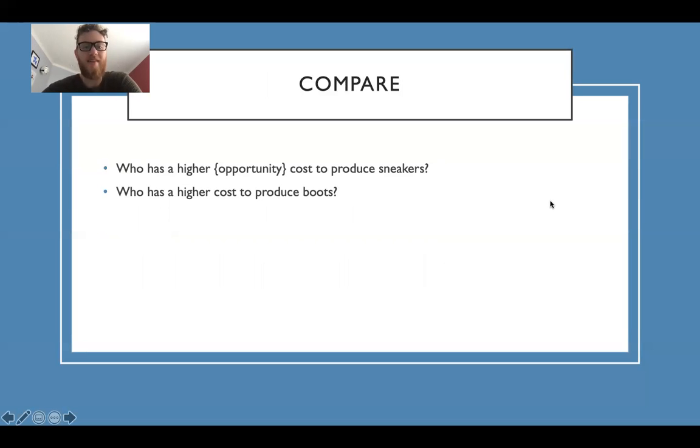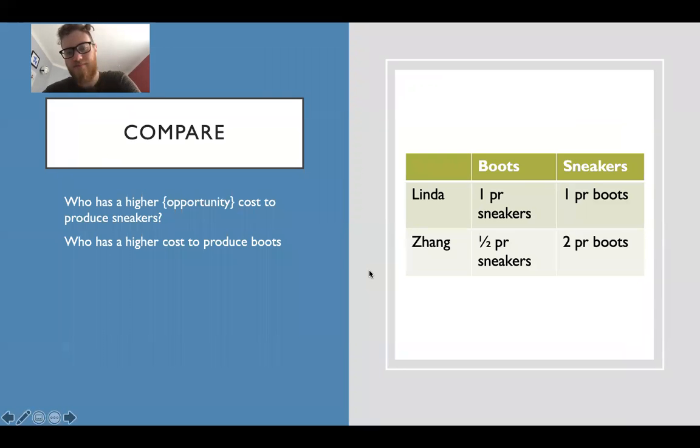So now we're going to compare who has a higher opportunity cost to produce sneakers. So who has the higher cost to produce sneakers or who has the higher cost to produce boots? Over here, got a little table. You can see that for Linda, it's 1 for 1, both. For Zhang, it's half a pair of sneakers, 2 pairs of boots. You got your table. It's very easy to see, very easy to understand the data.